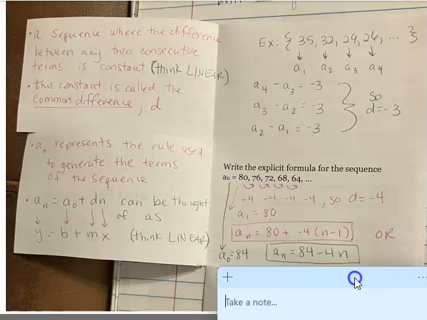If I use the one that we're used to, being represented by y equals mx plus b, I have to go back a term, what would be considered my y-intercept, a sub 0. So if I go back, I'm going to add 4 and get 84 as a sub 0. And therefore, we now have a sub n equal to 84 minus 4n. This would be like your y equals mx plus b form.